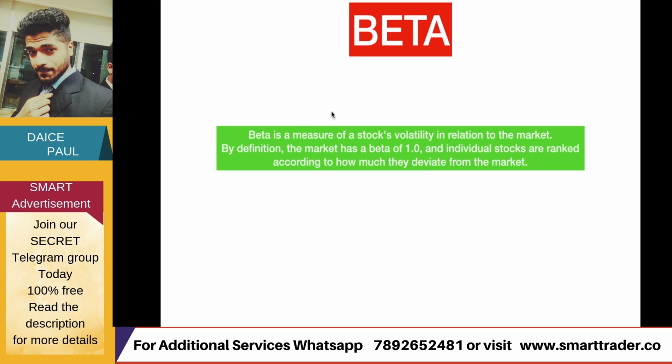Theory as per Google says beta is a measure of a stock's volatility in relation to the market. By definition, the market has a beta of 1 and the individual stocks are ranked according to how much they deviate from the market. So this definition clearly says how much the stock deviates from the market. For example, if the market is 1, how much will any particular stock deviate from that level, whether it goes up or goes down. I mean, can it keep up, or does it go more than that or less than that, is what they are trying to find the relation of.